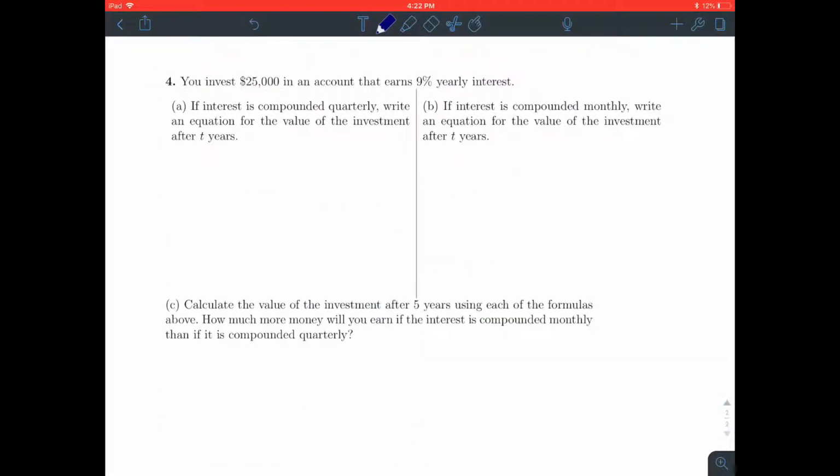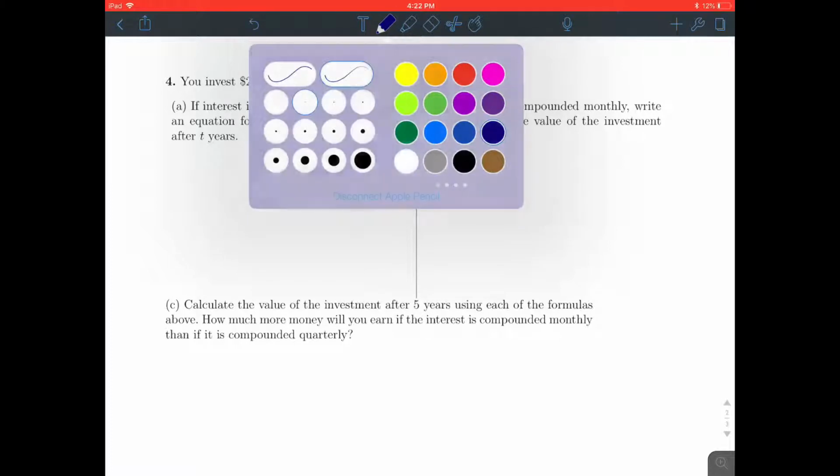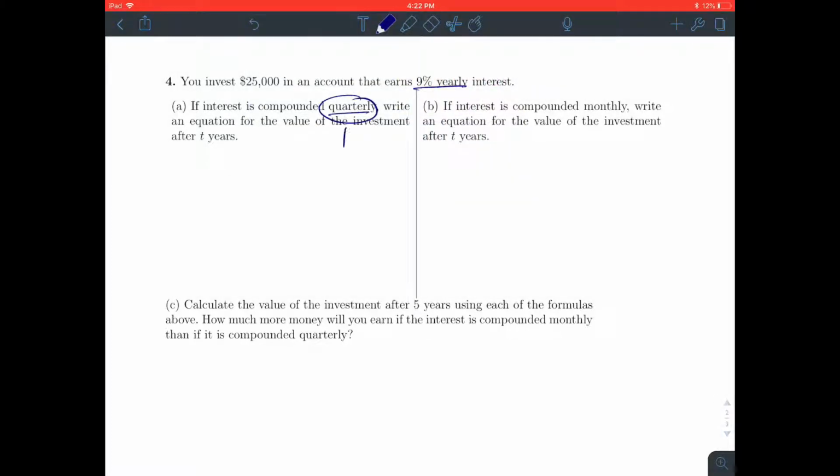For part 4, you invest $25,000 in an account that earns 9% yearly interest. If interest is compounded quarterly, write an equation for the value of the investment after 2 years. So if it's compounded quarterly, that means it's going to be 4 times per year, each quarter. And so of course, you're not going to earn that full 9% each quarter.